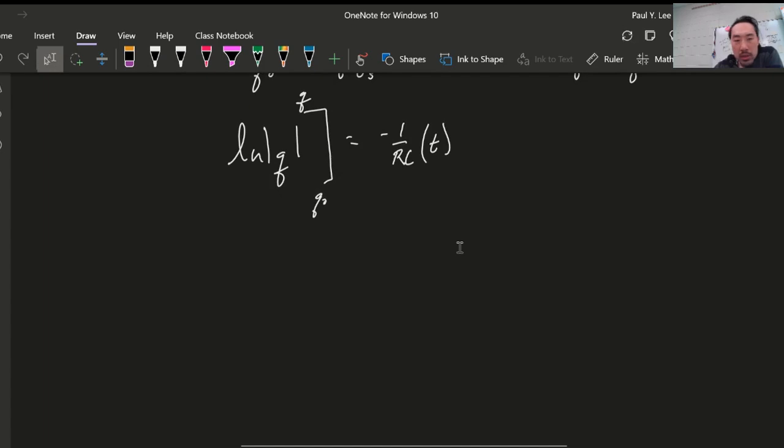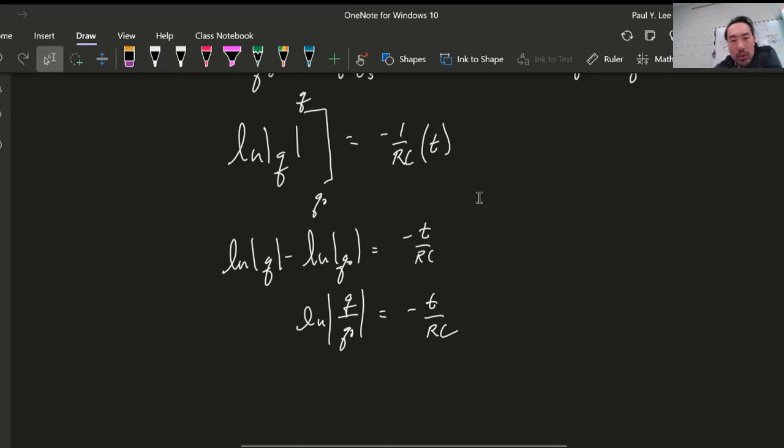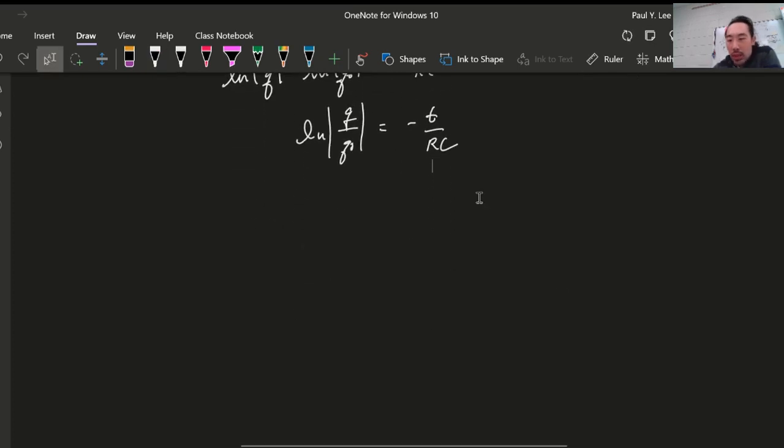Okay, now let's just clean this up a little bit. I'm going to put in my bounds after I integrate, so we get the natural log of Q minus the natural log of Q naught. And we will be using the natural log rules there to combine on the next line down. So we get Q over Q naught is equal to negative t over RC. And already, hopefully, you're seeing the derivation taking shape to the function that we want.